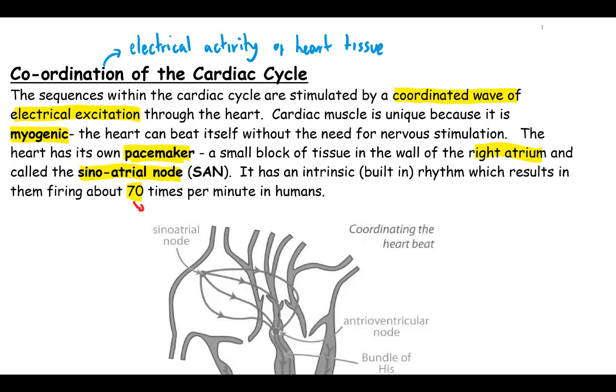Basically, every time there's one impulse from the SA node, it creates one heartbeat. So because the SA node releases 70 impulses per minute, that equates to a heart rate of about 70 beats per minute.